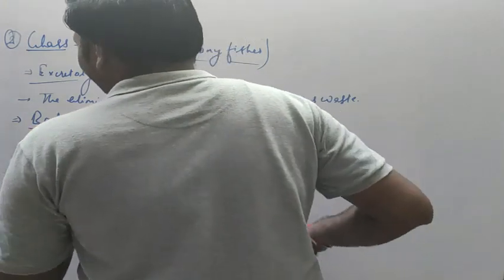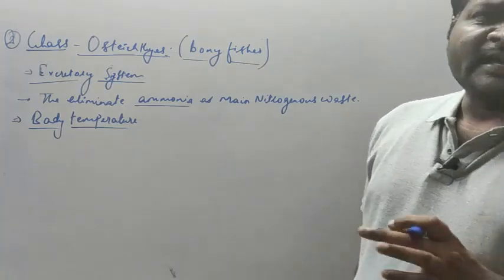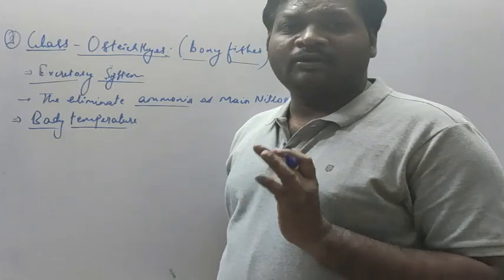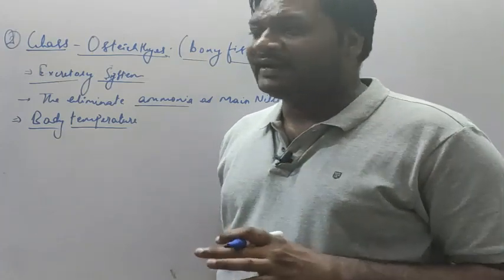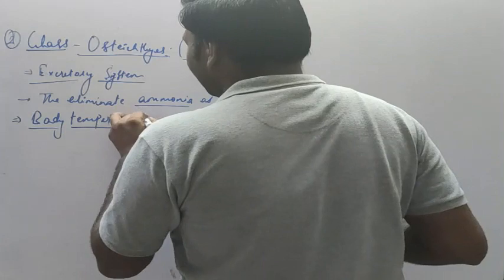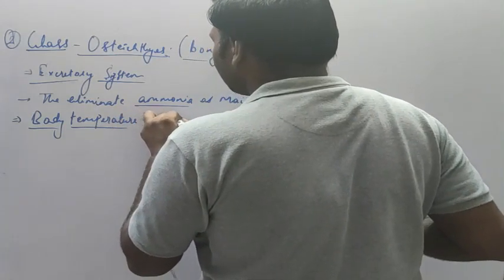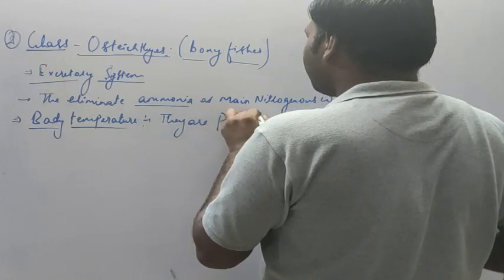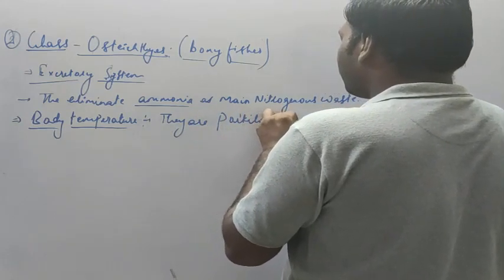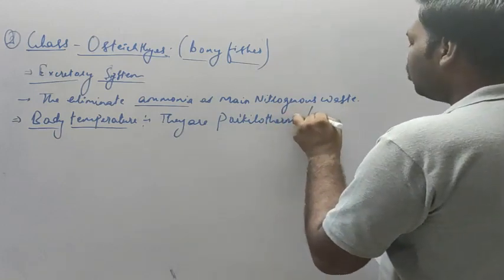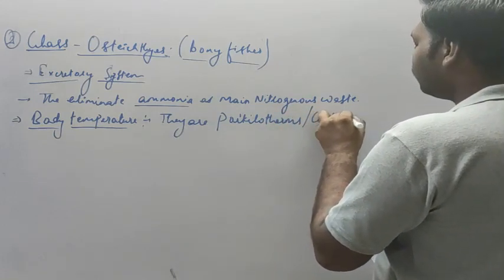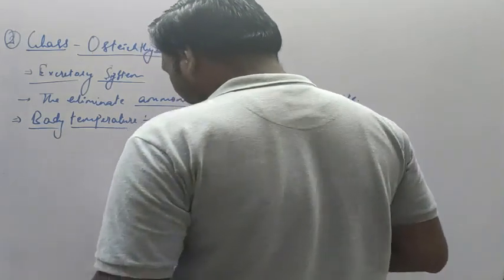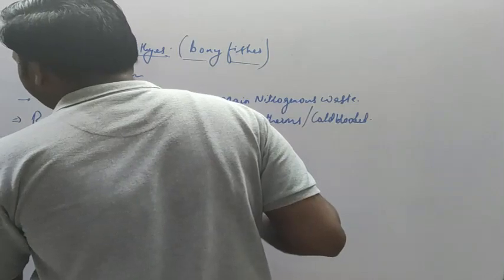So whether the bony fishes are capable of maintaining their body temperature or not. Generally they are poikilotherms, or they are also referred to as the cold-blooded animals. So we can write here they are poikilotherms or cold-blooded animals. The next, reproduction or the reproductive system.